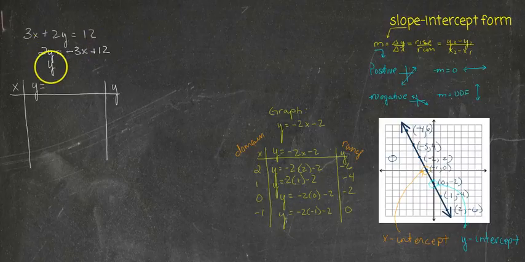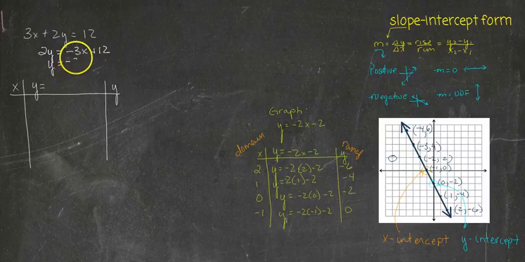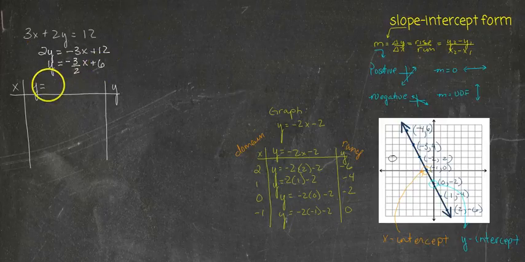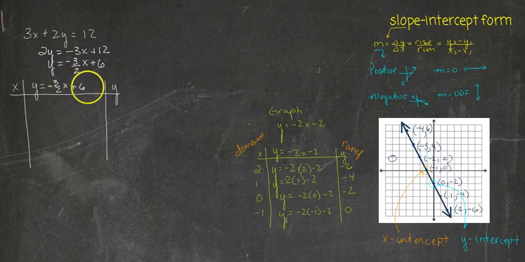And now I can divide through by this 2. So 2y divided by 2 just equals y. And negative 3x divided by 2 is negative 3 halves x. Plus 12 divided by 2 is 6. So now I have an equation that I can use, minus 3 halves x plus 6. So let's start choosing some x values.